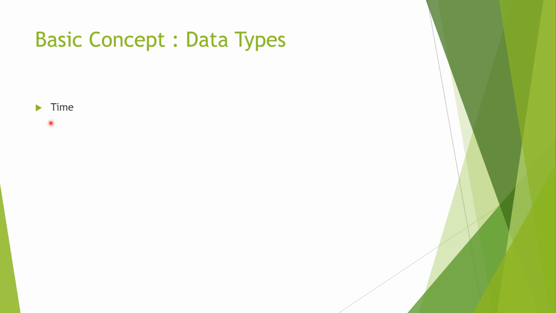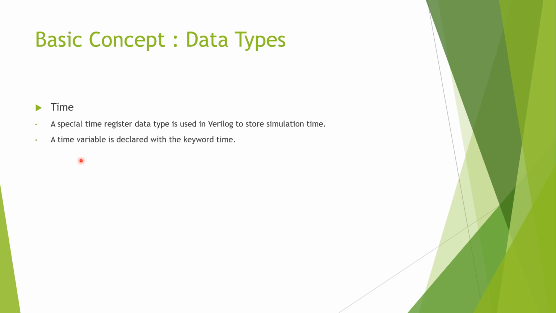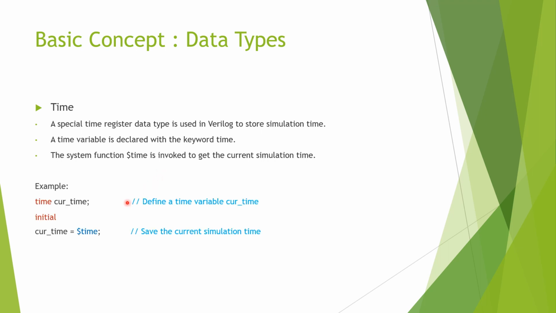Next data type is time. A special time register data type is used in Verilog to store simulation time. A time variable is declared with the keyword time. The system function $time gives the current simulation time. Let's see some examples. Time current_time. Here time is the keyword and current_time is the variable name. And here we are assigning $time to current_time. So $time gives the current simulation time. So when you display the value of current_time, it will give you the current simulation time.